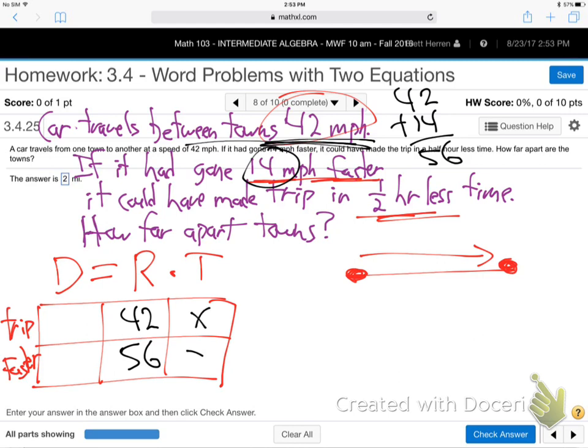Now, what about the time? Is it X and X like it was in the other ones? Almost, not quite. It's X and what? Yeah, it's a half hour. Half hour less time. So what does less mean? Subtract, doesn't it? So one of them is X, and the other is X take away. I'm going to use 0.5. It's easier than a fraction. Let's use decimal. That's half, right? Does that make sense? Less time, subtract.